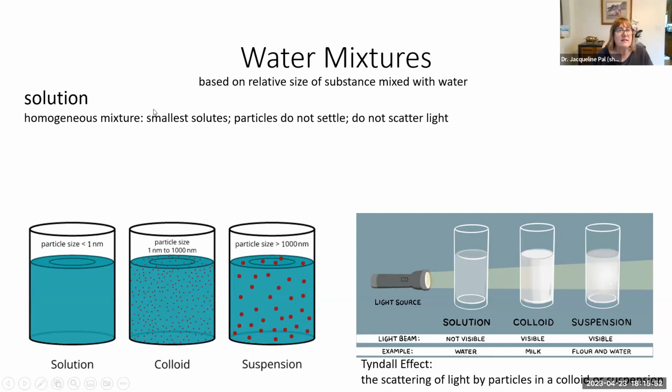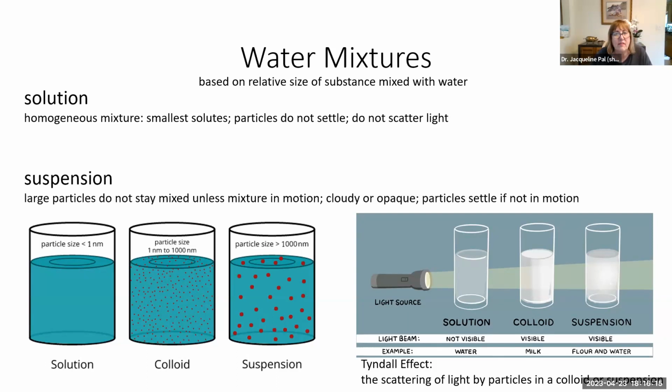So the first thing is a solution, and this is the word you hear a lot in chemistry. These are when we're using really small particles, and the particles are evenly dissolved throughout the solution. It's very homogeneous. There's no settling of particles, and when you put a light through it, it goes right through it. There's no scattering of the light.